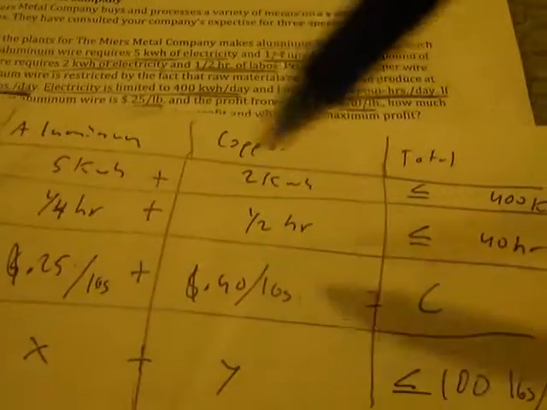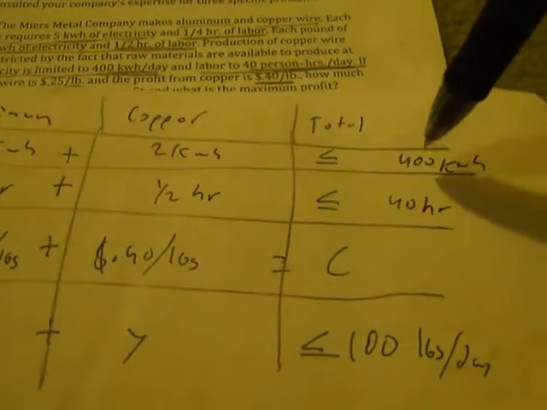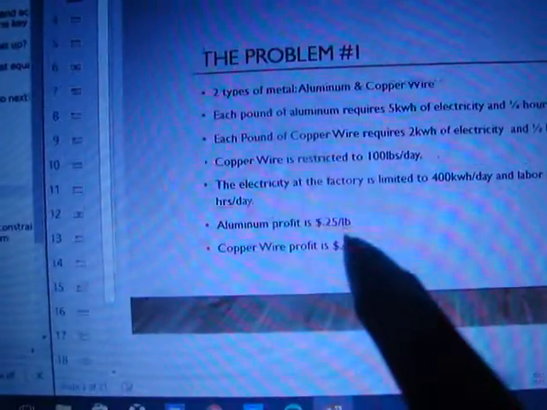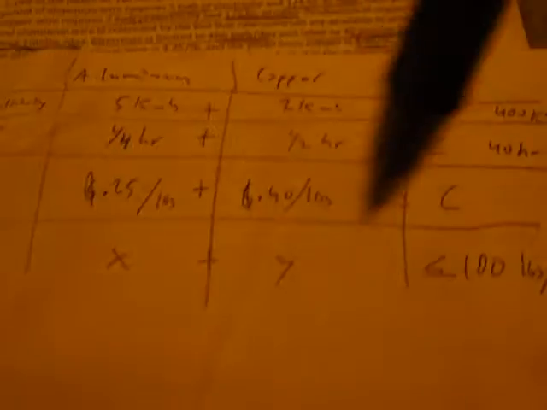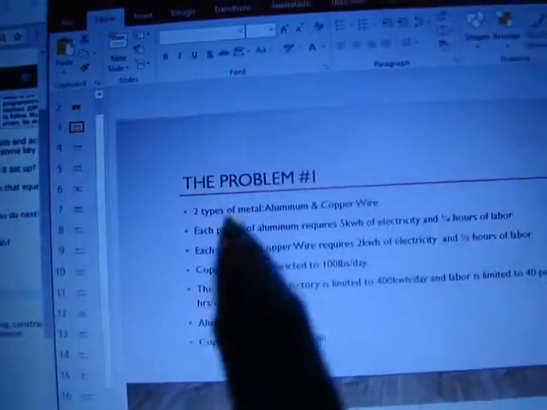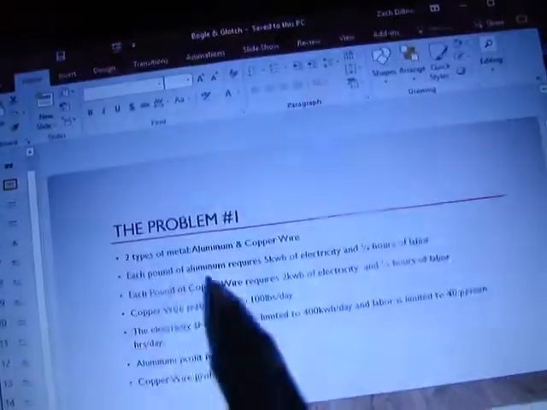We talked about this, and it's on the PowerPoint. Electricity is limited to 400 kilowatts per day, and labor is limited to 40 hours per person per day. Aluminum costs 25 cents per pound and copper wire costs 40 cents per pound. For the profit, 25 cents for aluminum and 40 cents for copper per pound. When you talk about the problem, just sum up the whole paragraph of everything you underlined.